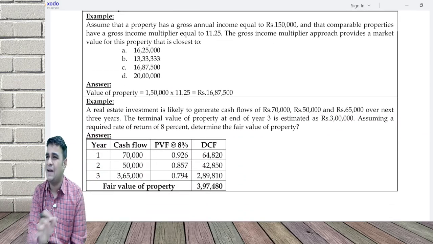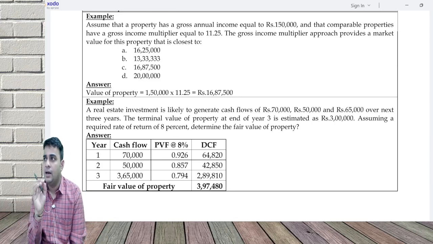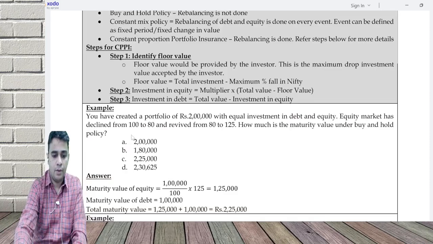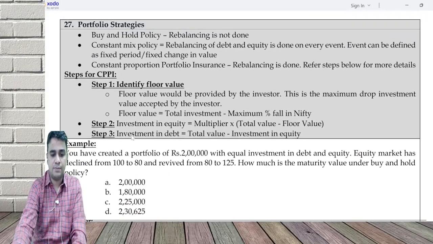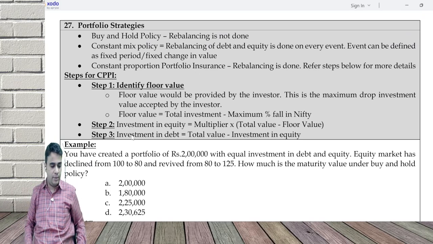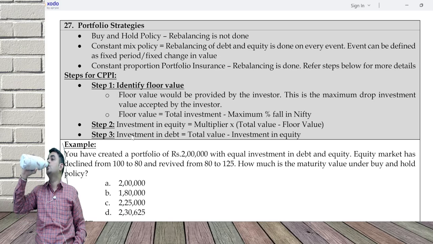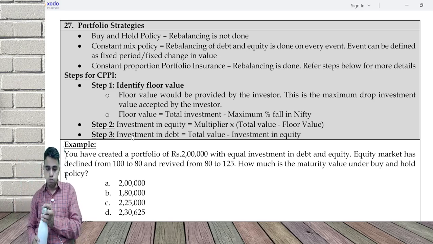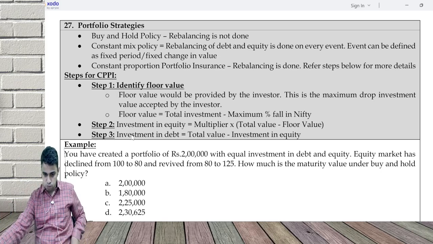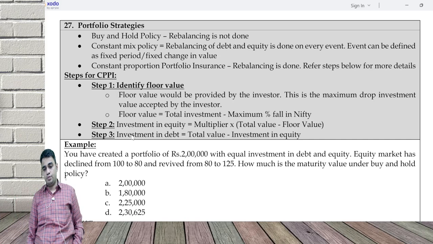You can go through the examples given here. They'll be self-explanatory. Maybe a question comes in an MCQ. Okay, get me this answer. If you have understood this properly, all the three, you will give me an answer to this. Buy and hold is the easiest of the lot.